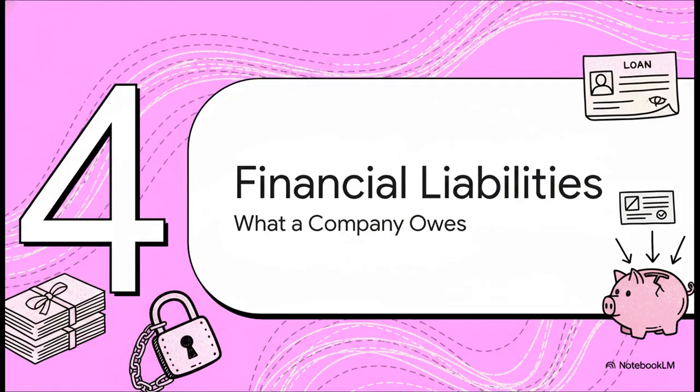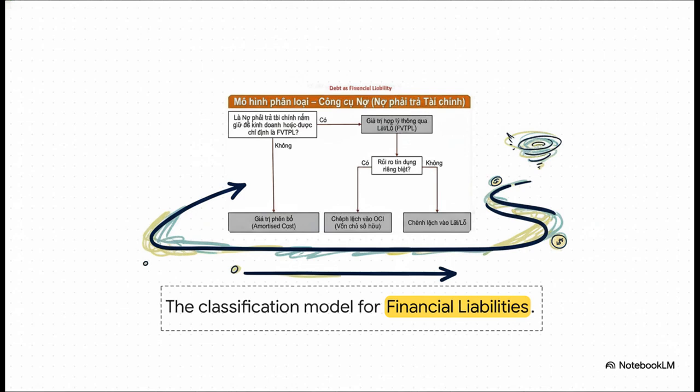Okay, so we've covered assets pretty well. Now let's flip the script and look at the other side of the balance sheet, financial liabilities. This is all the money a company owes, like bonds they've issued or loans they've taken out from the bank. So here's the decision map for liabilities. And at first glance, it looks pretty simple, right? For most liabilities, there's a very straightforward default path. But stick with me here, because there is one fascinating and honestly slightly mind-bending exception to the rule.